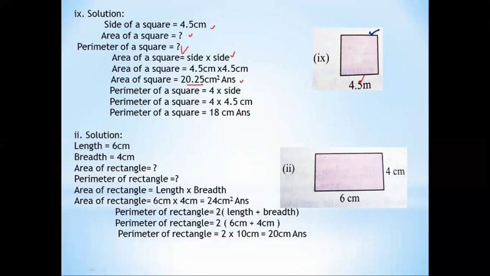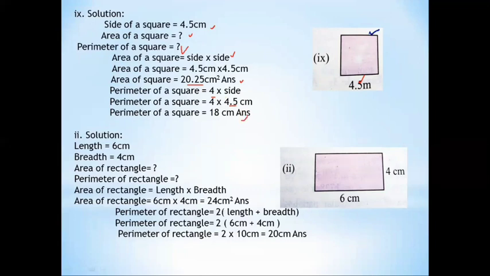Students, the unit of the area is the unit of measurement. For the area we write square centimeter, but for the perimeter we write centimeter only one time. Perimeter of the square is equal to 4 times the side, replaced by 4.5. Now 4.5 multiplied by 4 will come 18. Dear students, this is the answer.